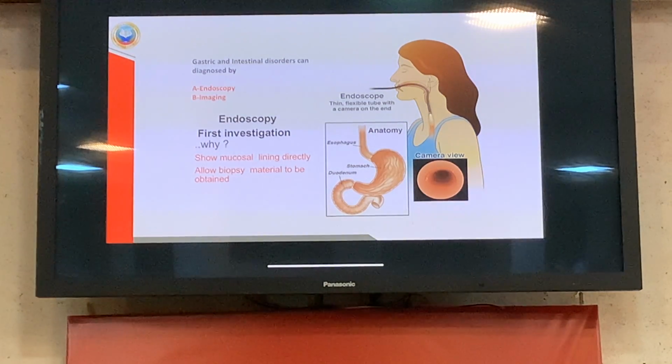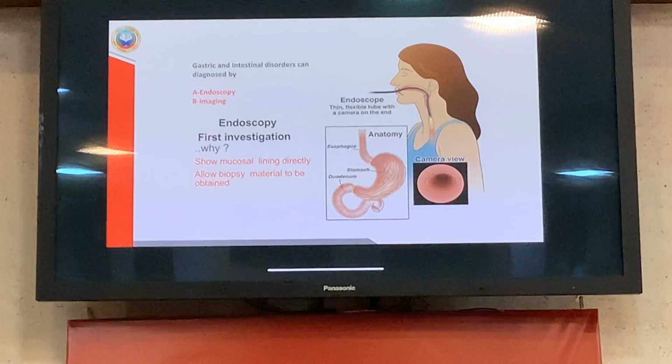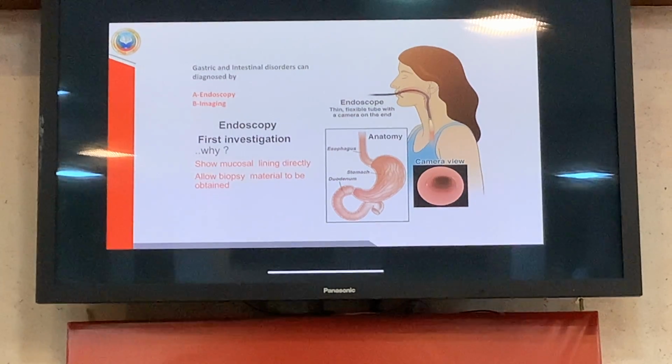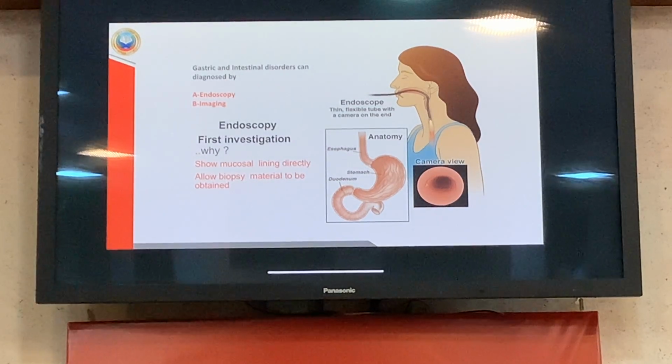So, gastrointestinal disorders are diagnosed by endoscopy and imaging. Why do we prefer the use of endoscopy for the upper GIT? Because the mucosal lining is seen directly and it allows biopsy material. For diseases of the esophagus and gastric region, endoscopy is applicable and you can do direct visualization and the biopsy can be taken.